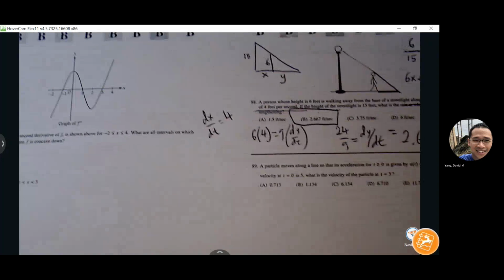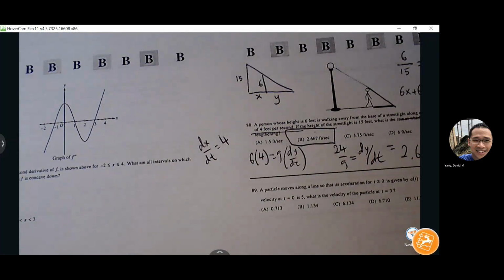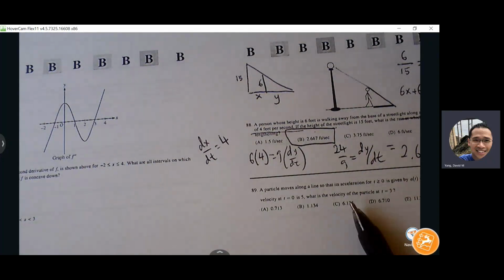Okay, so number 90. A calculator for the AP exam? Yeah, you just grab one.